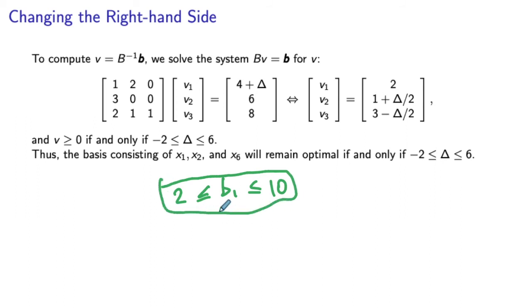Then, in case your change on the right hand side falls within this range, in order to find the new optimal solution, what you need to do is just plug in this delta, the change on the right hand side, into this expression here. This will give you the new optimal solution. If you are outside of the range though, then you would need to switch to the dual in order to find the optimal solution, since the primal tableau corresponding to the previously optimal one will now be infeasible.